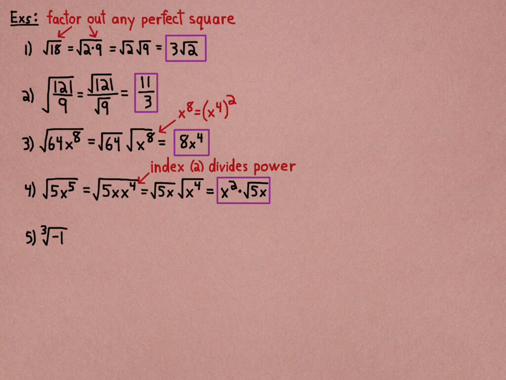Okay, cube root. So this is our first cube root one. So I need perfect cubes inside in order to simplify. And negative 1 is a perfect cube. It's negative 1 times negative 1 times negative 1.